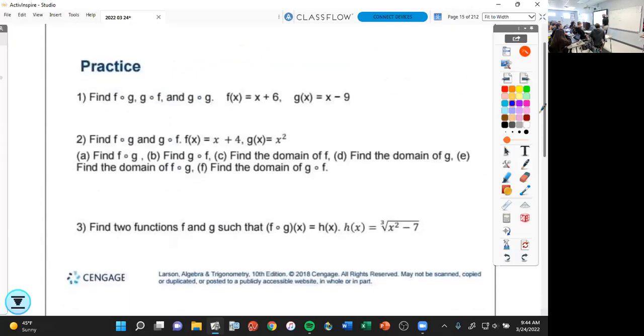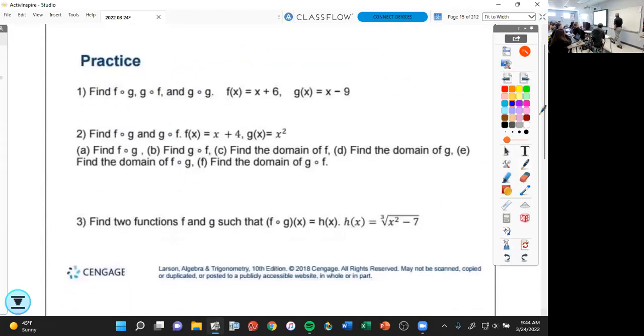Okay. And that, folks, is the end of 2.6b. Okay. 15 G's for that.